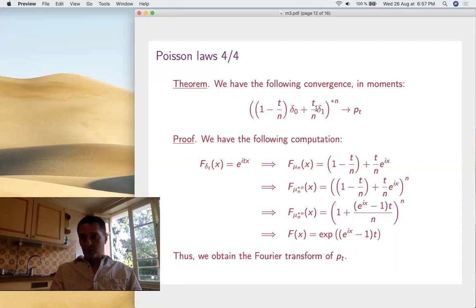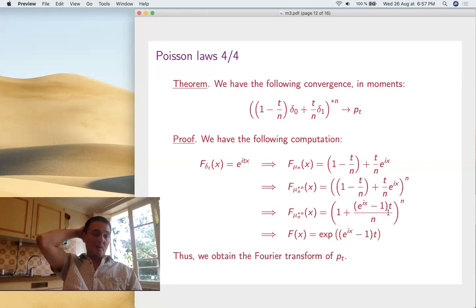So here's your computation. You Fourier transform this thing here first, the Bernoulli, and then take power n. So you write it like this, and now use the fact that basically (1 + 1/n)^n goes to e. So you get an exponential, and that's exactly the Fourier transform of Pt. So that's the Poisson limit theorem.